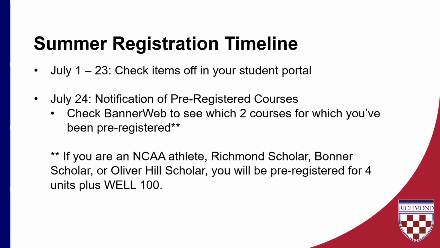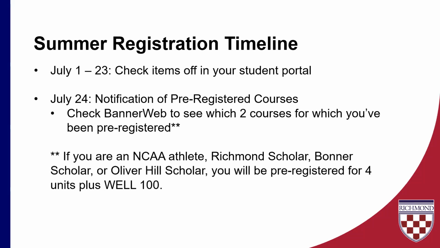On July 24th, however, the registrar's office will notify you of the courses for which you've been pre-registered. For most students, by July 24th, you should have 2 courses in registration. If you are an NCAA athlete, a Richmond Scholar, Bonner Scholar, or Oliver Hill Scholar, you'll be pre-registered for 4 units plus Well 100, which is our non-credit bearing wellness requirement for first year students.